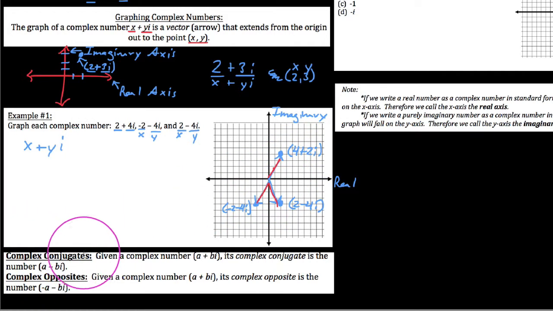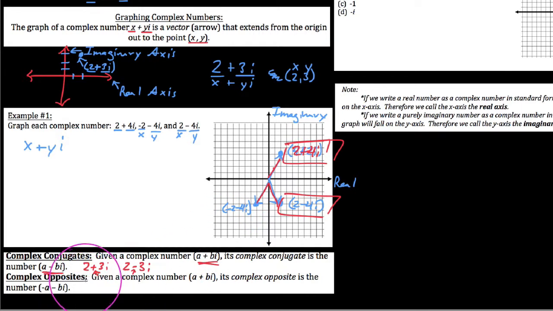I do want to note here, complex conjugates. Remember that if we have a complex number a plus bi, then its complex conjugate is the number a minus bi. So if we had some complex number 2 plus 3i, its conjugate is 2 minus 3i, and the only difference is that we change this middle sign right here. We don't change the sign on the first term. So we say these are conjugates, and what I want you to notice is that 2 plus 4i and 2 minus 4i are conjugates. You notice that they just reflect across the x-axis here.